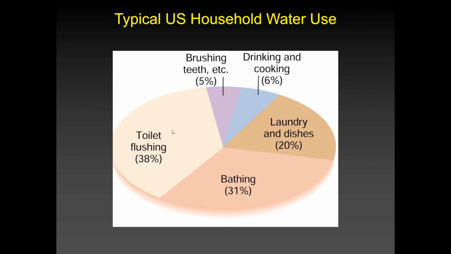In typical US households, toilets are 38%. Bathing is 31%. This depends on how long your bathing is. Laundry and dishes is 20%. Drinking and cooking is 6%. And then brushing teeth and other hygiene stuff is 5%. When I first saw this, I was like, wow, that's a lot more than what I thought. So some of the things: if you let the water run the whole time you're brushing your teeth, or if you shave in the shower, like I do, I could shave outside of the shower and just turn the water on, clean my razor, turn the water off, and then shave. And then, you know, rinse and repeat.